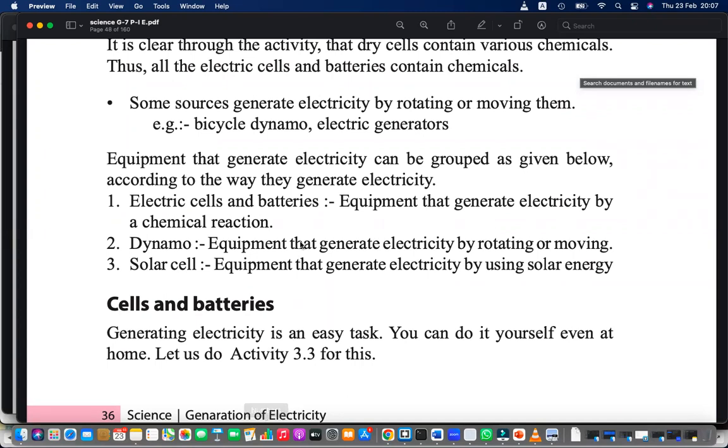In a dynamo, the equipment generates electricity by rotating or moving. So movement or rotation is energy again. That energy is kinetic energy or some other energy which leads to rotating. It can be wind, ocean, water, tidal waves, anything that can rotate a dynamo, and by rotating and moving, it generates energy. A solar cell is basically solar energy, which is a thermal reaction.